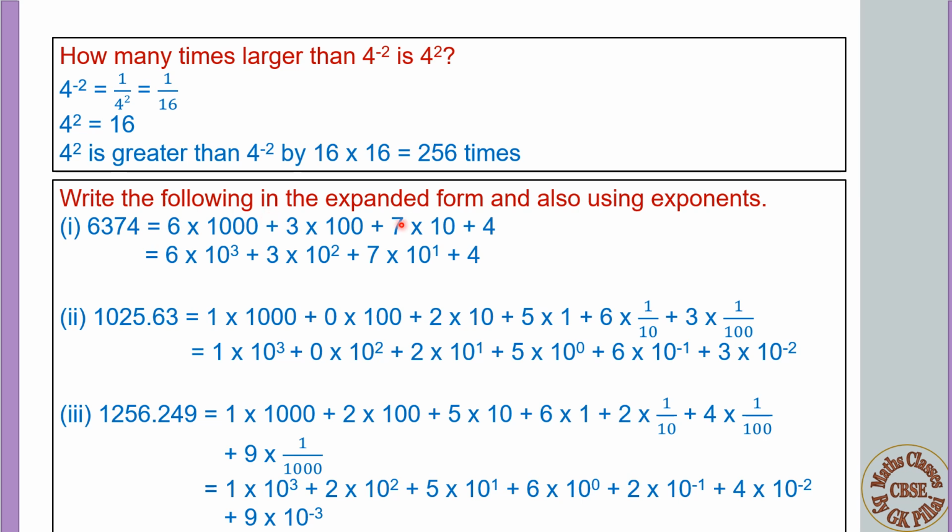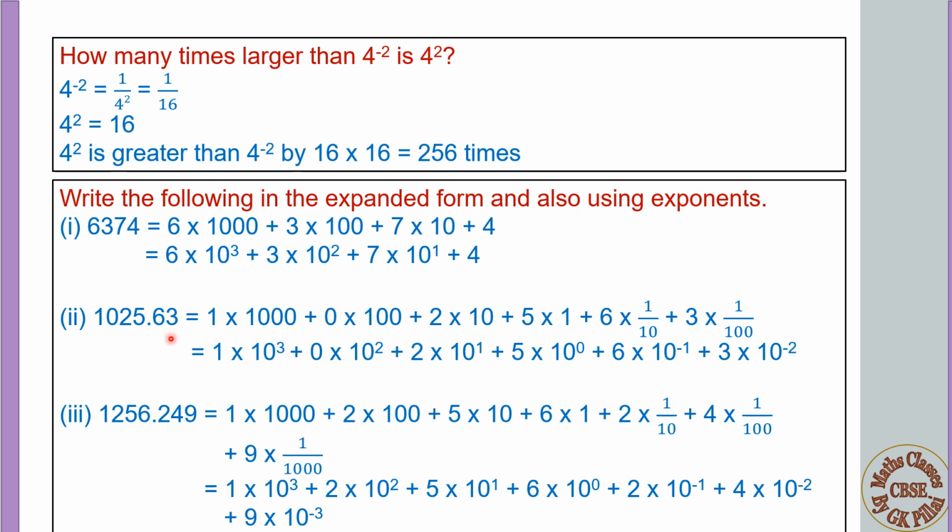Write the following in the expanded form and also using exponents. First we will write in the expanded form. This you have been doing in your earlier classes also. Then we will write in the exponential form. 6374: 6 into 1000 plus 3 into 100 plus 7 into 10 plus 4. When you write in the exponential form, it will be 6 into 10 to the power of 3 plus 3 into 10 squared plus 7 into 10 to the power of 1 plus 4.